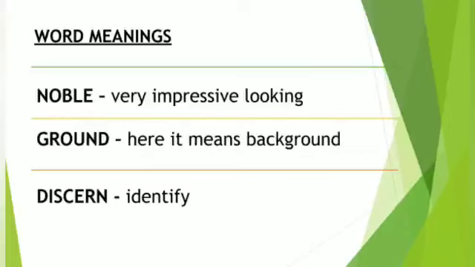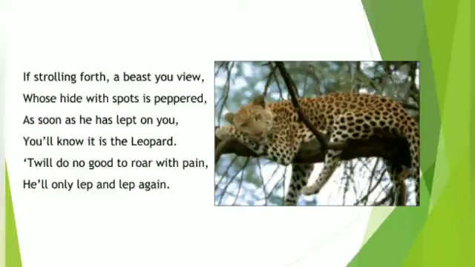Noble, very impressive looking or aristocratic. Ground, here it means background, the background of the tiger's skin. Discern, identify. Now let's go to the third stanza.